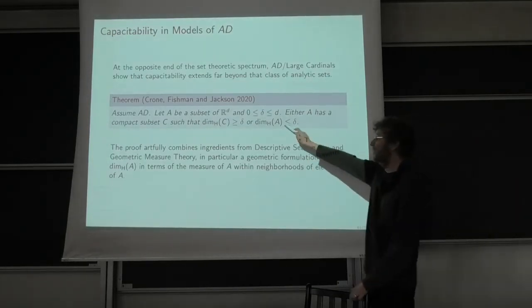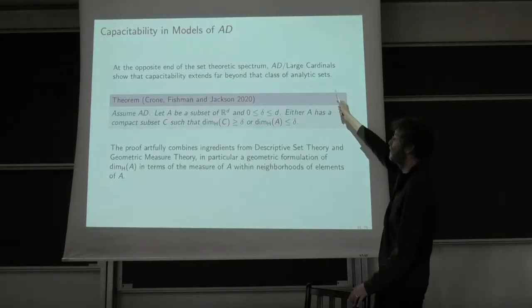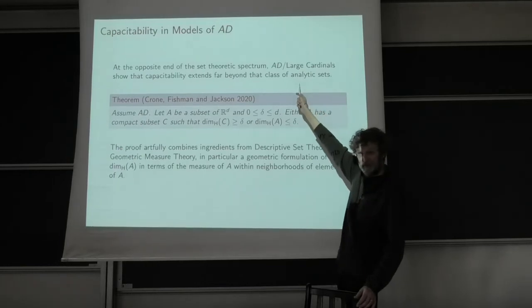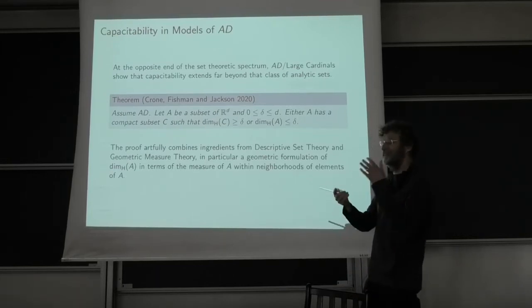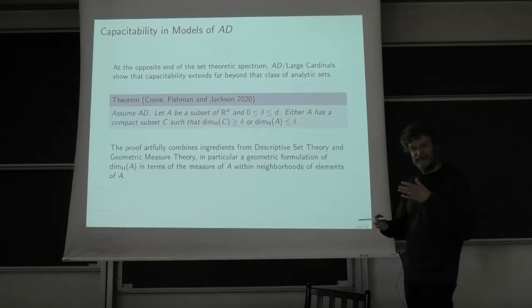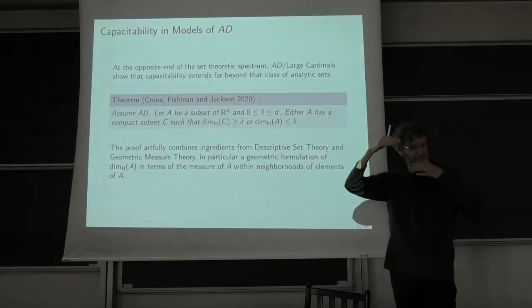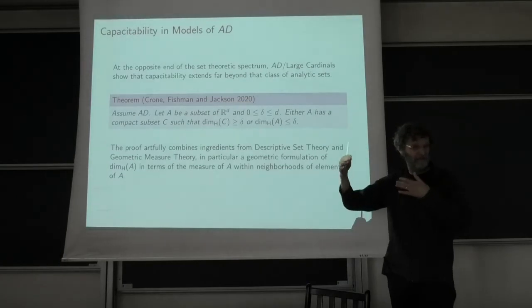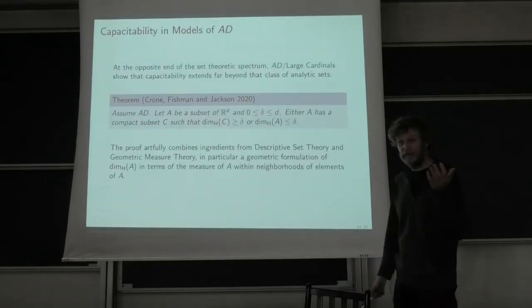There's this very nice recent paper by Krohn, Fishman, and Jackson, which, assuming that they're in one of these very rich models, so let's be concrete. Assume that large cardinals exist, and let's suppose that we take a set that is analytic. It's sigma 1n for some n. Okay? Then it's capacitable.